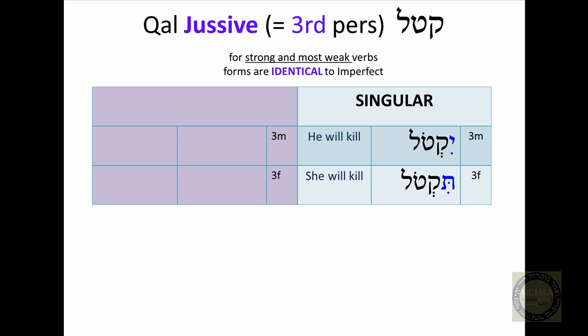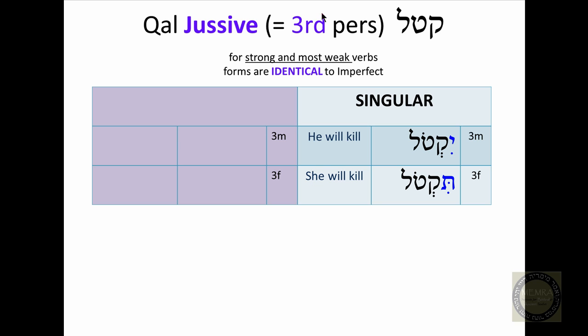Now, I'm not going to do the plurals because Futato doesn't do the plurals. Third person plural jussive is rare, which is probably why he skips it. So we'll focus here on the third person singular forms.